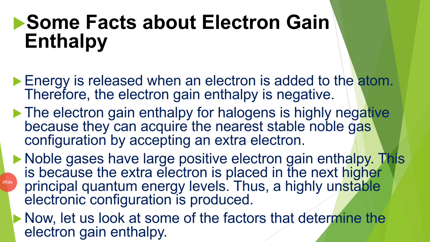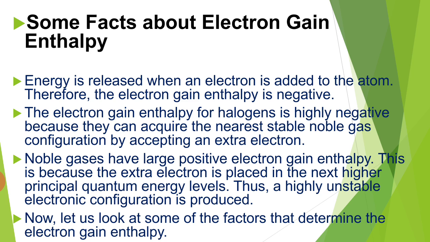Some facts about electron gain enthalpy. First, energy is released when an electron is added to the atom. Therefore, the electron gain enthalpy is negative. Second, the electron gain enthalpy for halogens is highly negative because they can acquire the nearest stable noble gas configuration by accepting an extra electron.